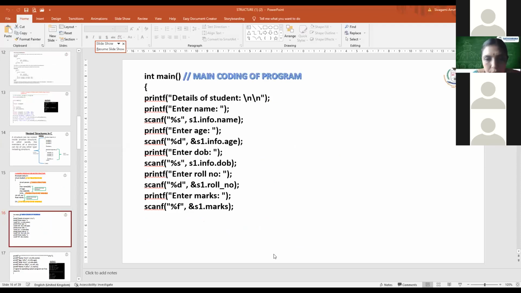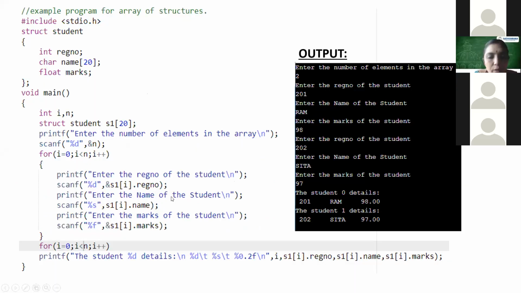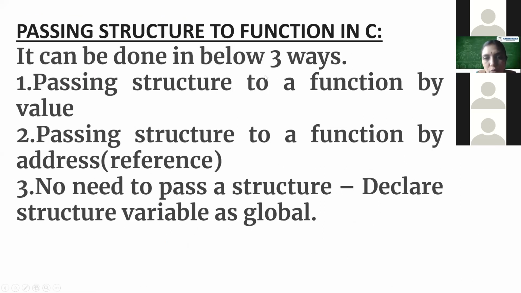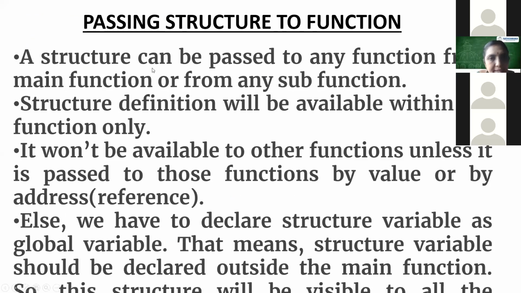So what is the advantage of having an array of structures? You can go for storing a huge volume of data. Just as we store homogeneous data, similarly we can store heterogeneous data using arrays of structures. Okay, so how can we go for passing a structure to a function in C? That is the next topic.